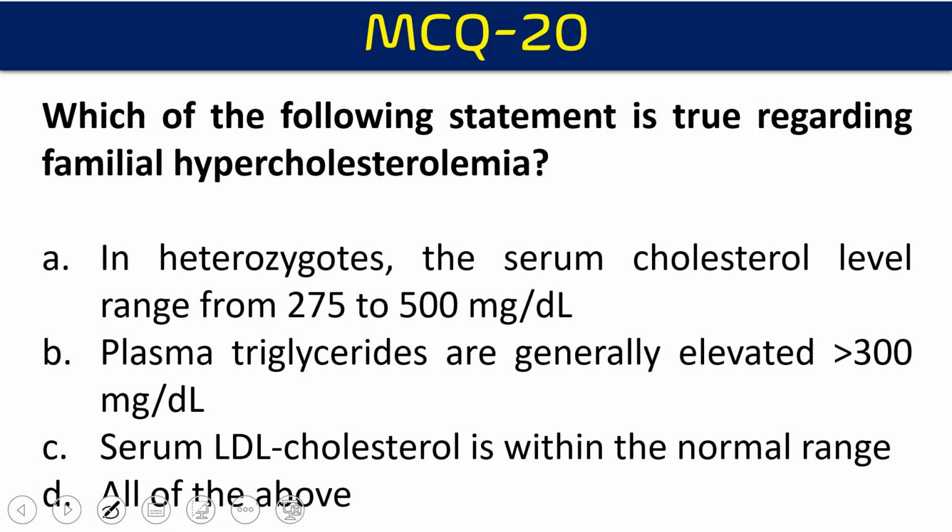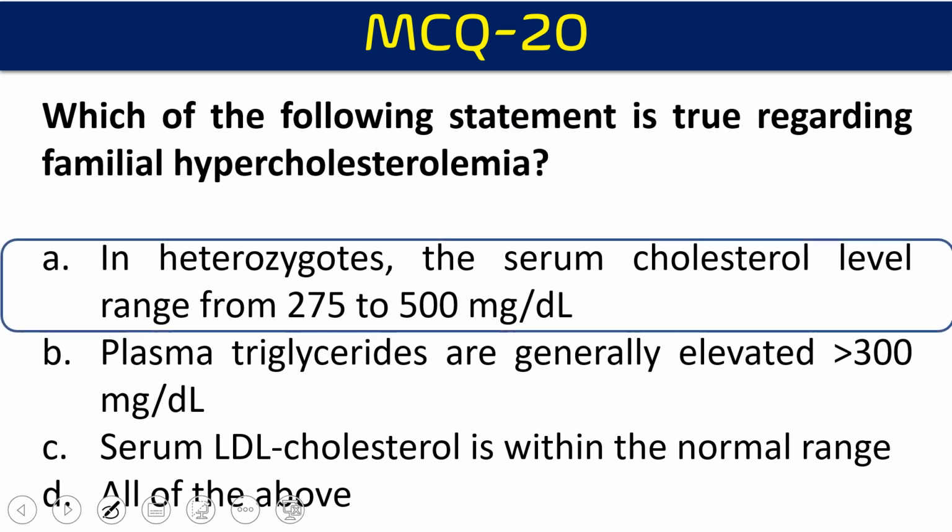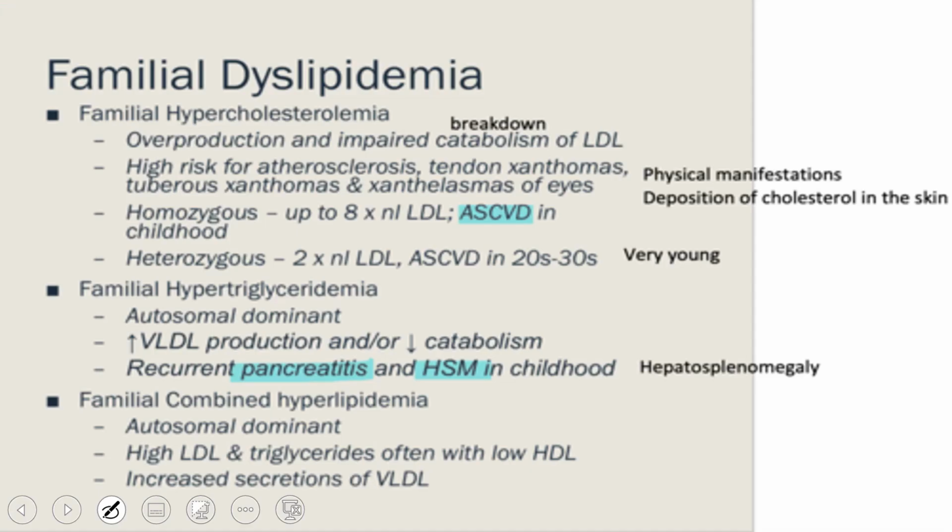The next question we are having: which of the following statements is true regarding familial hypercholesterolemia? In heterozygous, the serum cholesterol level ranges from 275 to 500. Plasma triglycerides are generally elevated. Serum LDL cholesterol is within the normal range. All of the above. The correct answer is, in heterozygotes, the serum cholesterol level will be 270 to 500 mg per dL.